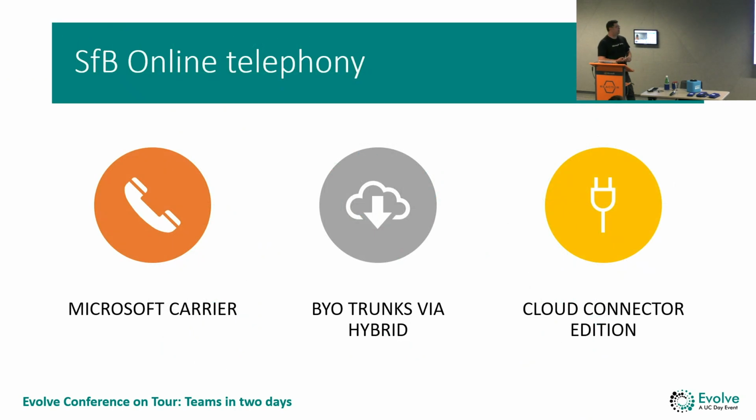If we look at Skype for Business Online, you had 3 choices for how you bought telephony. You either took Microsoft as your carrier, and you could take numbers from various locations. You could bring your own trunks if you had Skype for Business configured in hybrid, so any of the telephony that you had in your on-prem environment, you could pipe that up to 365.